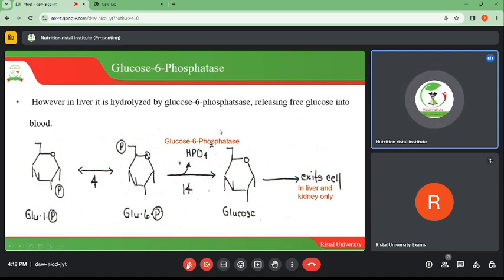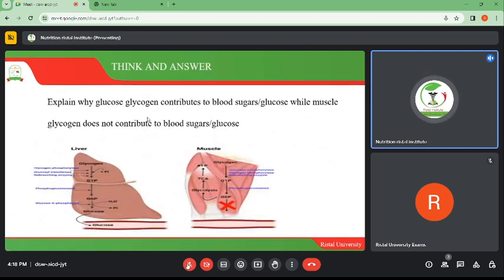Otherwise, in the muscles, glucose 1 phosphate is channeled and converted into glucose 6 phosphate, which is one of the intermediates in glycolysis. So the process will continue that way and form pyruvate.